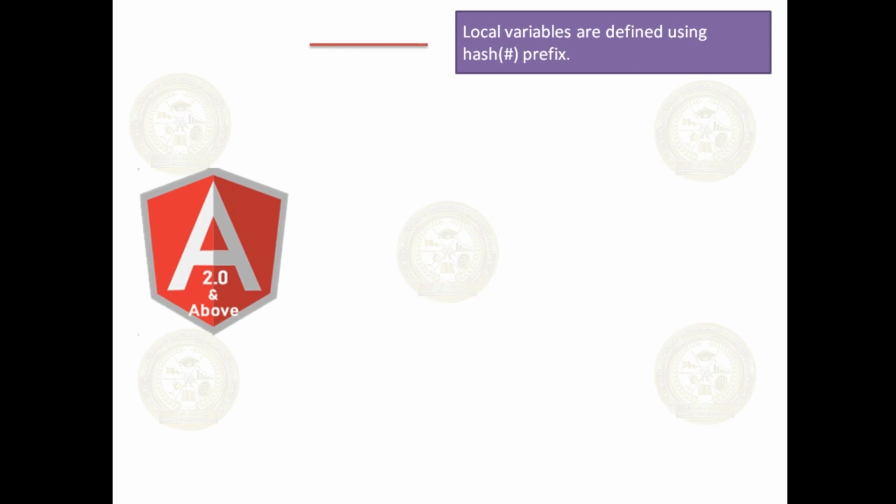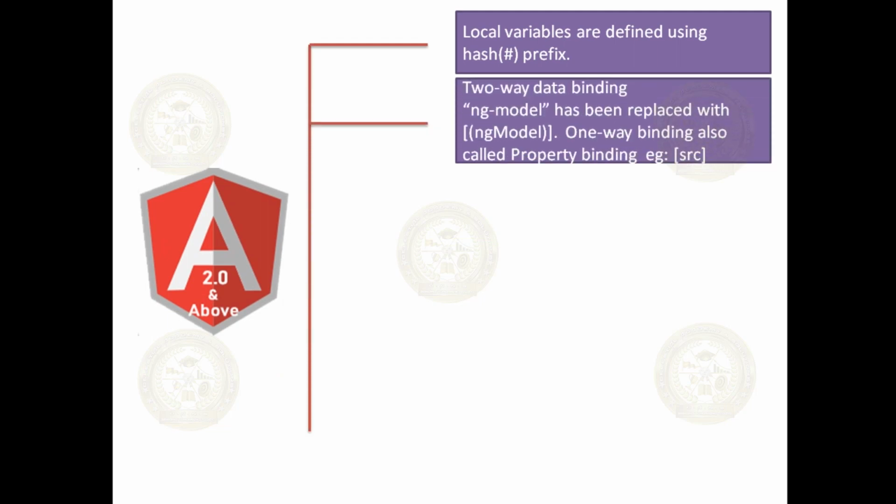So now let me see other differences of Angular 2 and above compared to Angular 1. The local variables are defined using hash prefix. Angular 1.x two-way binding ng-model has been replaced with square bracket, round bracket, otherwise parenthesis, inside that ngModel, camel case. So that is the way of achieving two-way data binding. And one-way data binding is also called property binding. Whatever property you want to bind as one-way binding, you should give inside the square brackets.